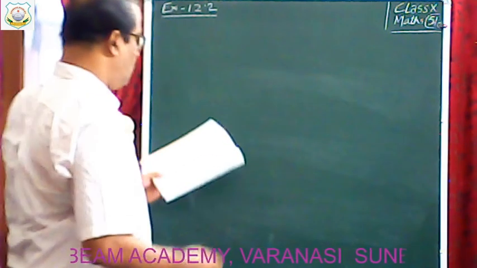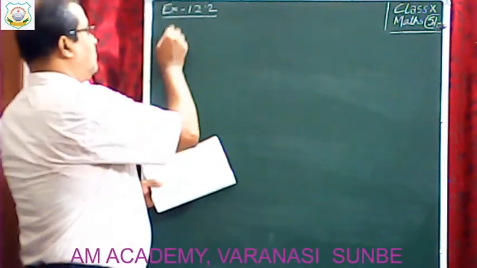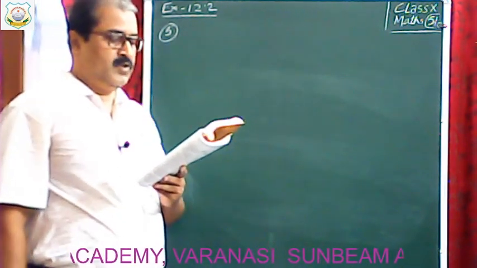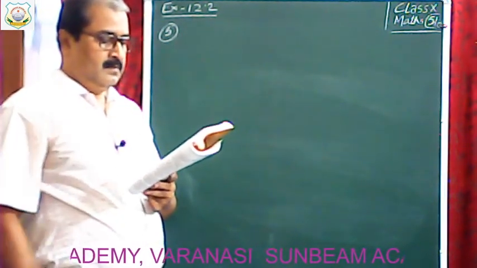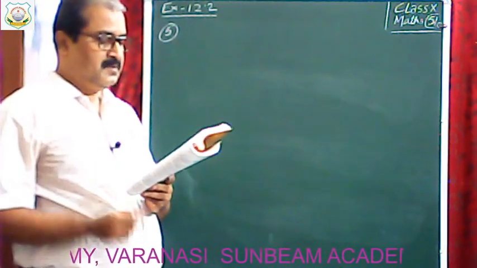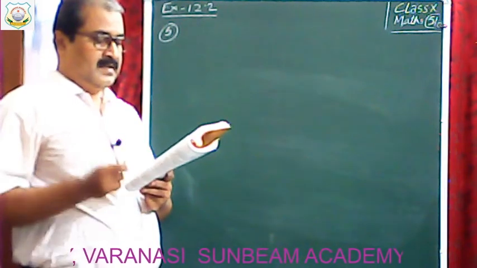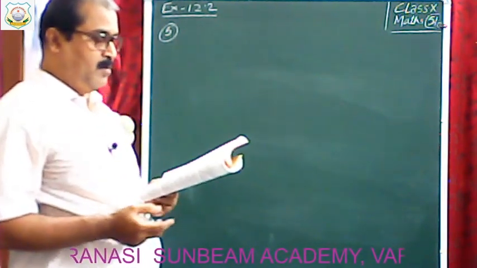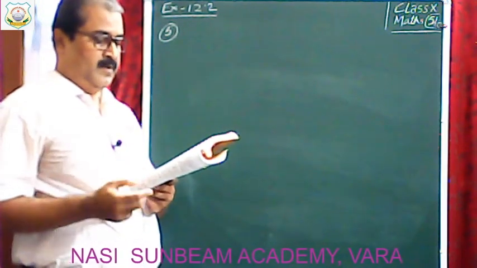Thereafter, question number 5. In a circle of radius 21 centimeter, an arc subtends an angle 60 degree at the center. First, find the length of arc. Second, area of sector formed by the arc. Third, area of segment formed by the corresponding chord.